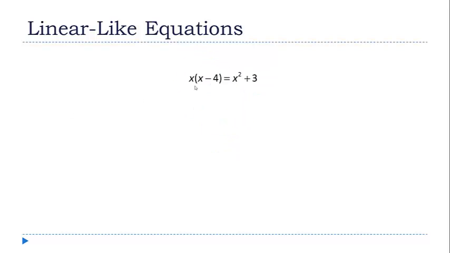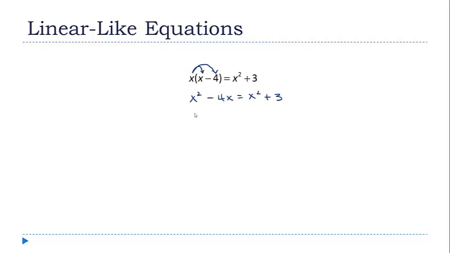So let's look at another example. I'm going to do the same thing. I'm going to start just doing some obvious manipulations and see what happens. The first thing I'm going to do, for example, is get rid of these parentheses by distributing the x into it. And that's going to give me x squared minus 4x equals x squared plus 3.